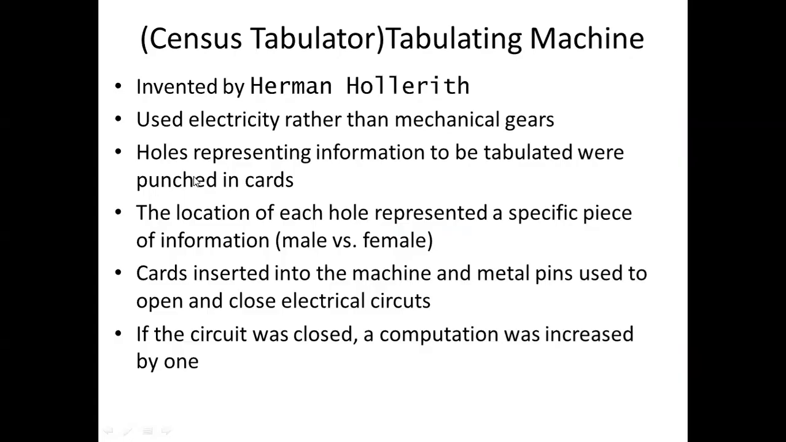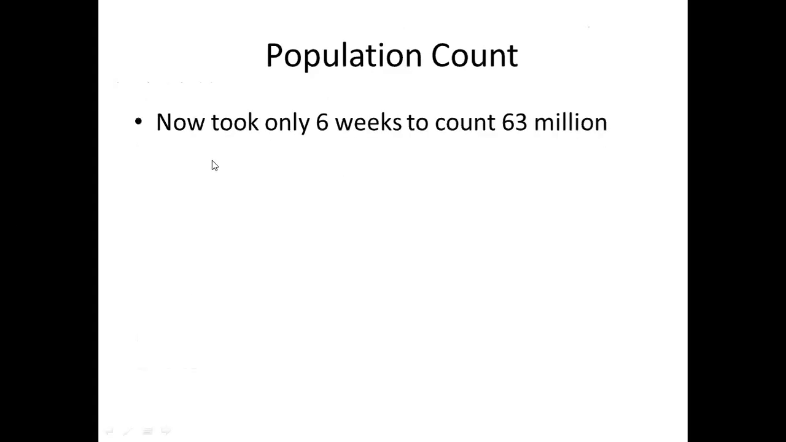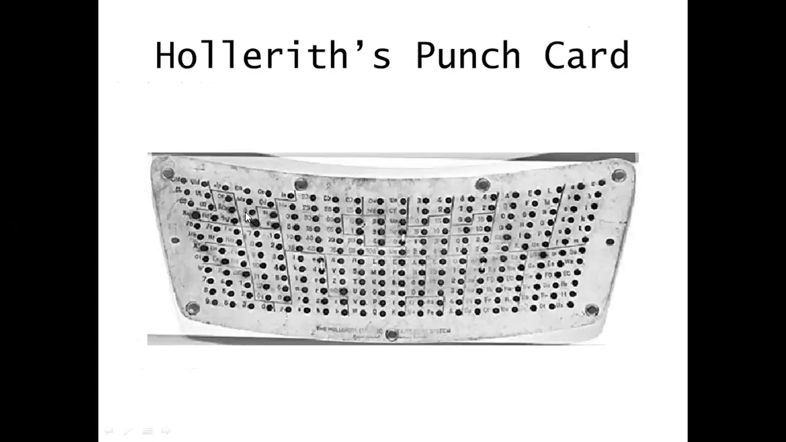Cards are inserted into the machine and metal pins are used to open and close the electrical circuits. It means we have to add the cards, then use some metal pins to open and close the circuits. If the circuit was closed, a computation was increased by 1. It means every time the circuit closed, the computation was incremented by 1. It took only 6 weeks to count 63 million people. It means its speed is so high.